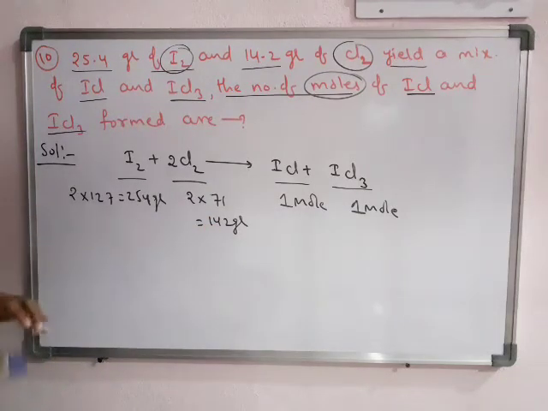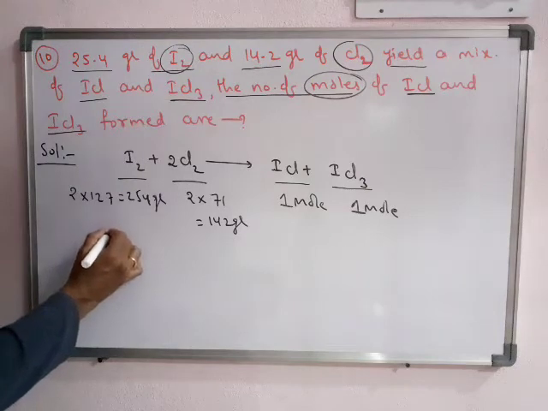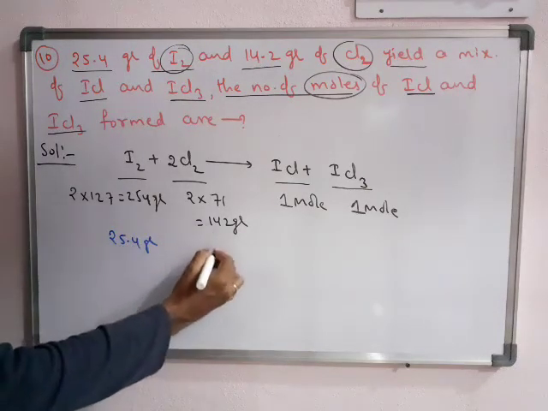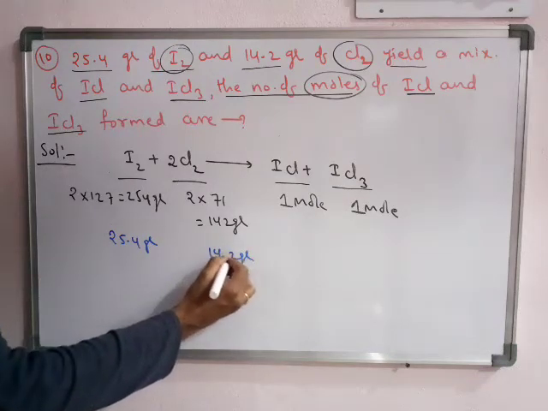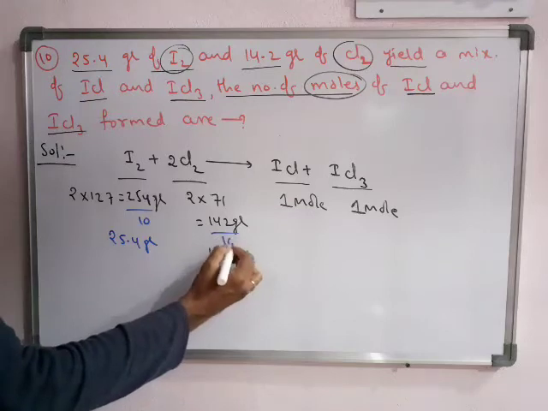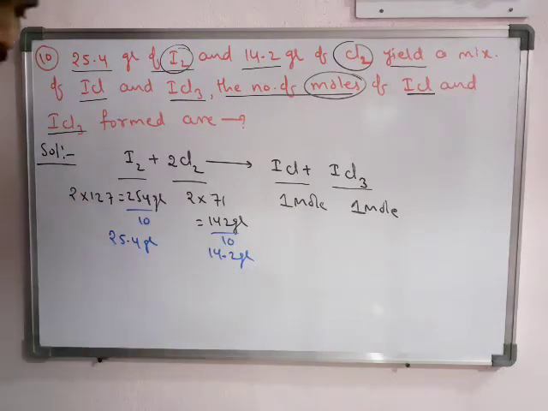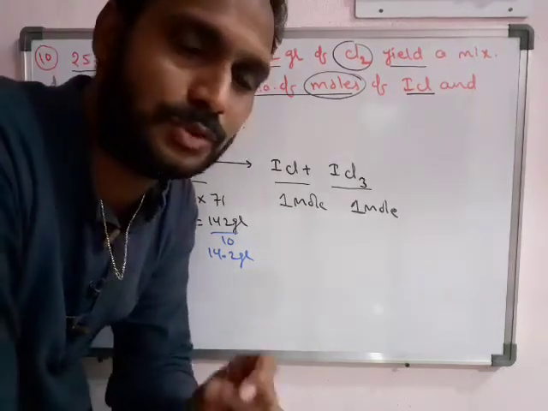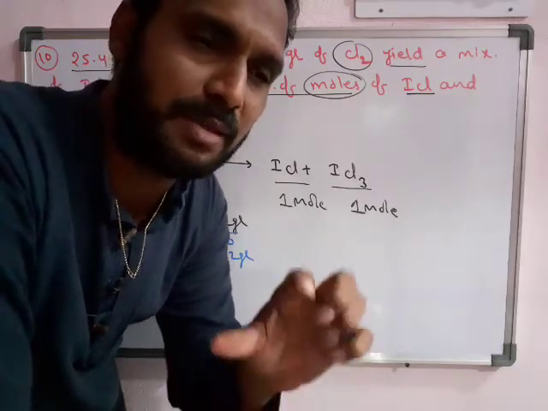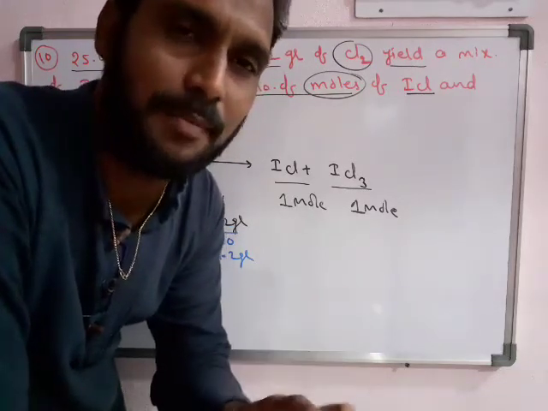But here how much iodine is given? It is given 25.4 grams, and 14.2 grams of chlorine. Both are divided by 10. So there is no exact limiting reagent; both are present in perfect amounts.